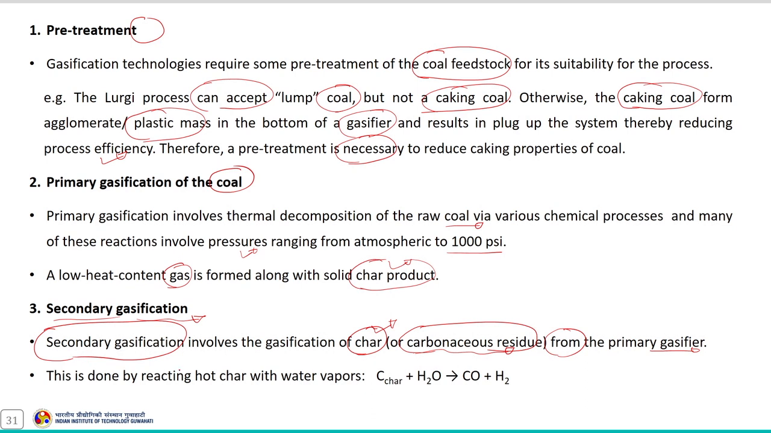And this is done by reacting this hot char, which is formed during the primary gasification step, with water vapors. Likewise, in this reaction, if you can see here, this char undergoes the secondary gasification with water vapor and produces carbon monoxide and hydrogen as a product.